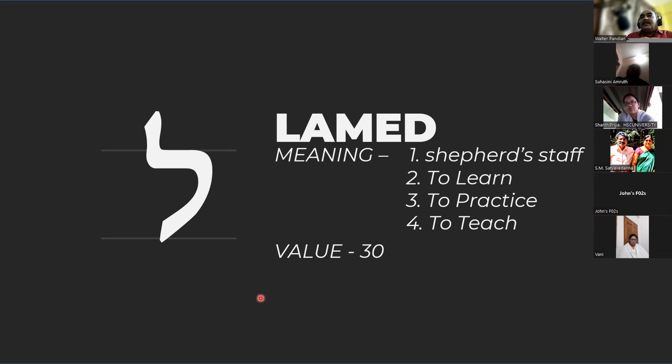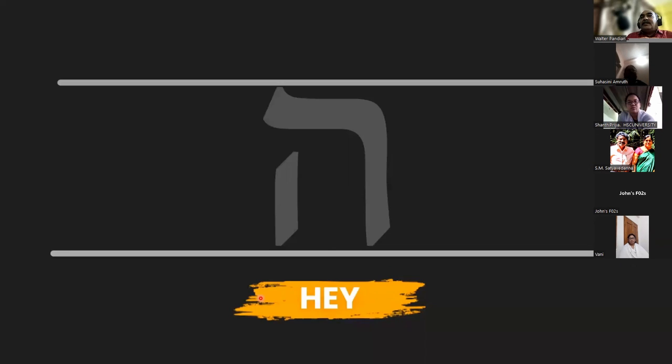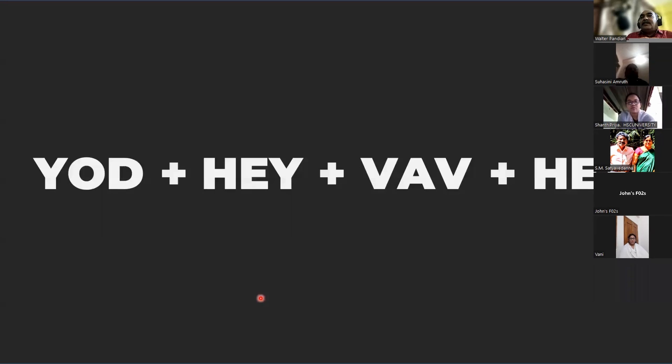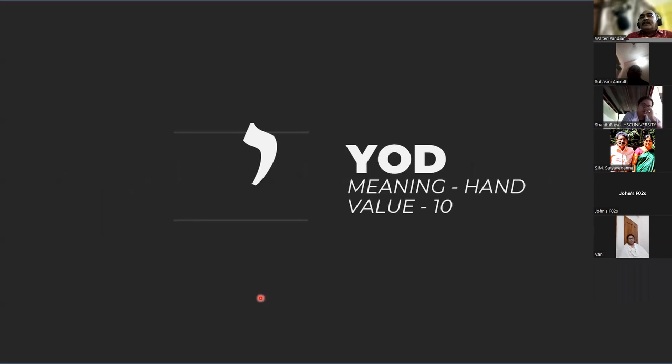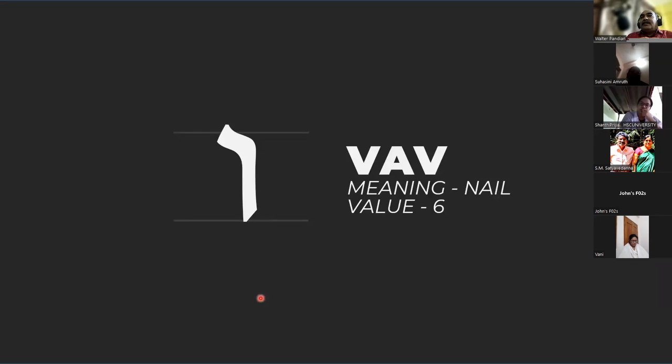So today, what all have we learned? We learned about the name of the Lord, that is Yod, He, Vav, He. These are the 4 alphabets. How to write Yod, that we saw, it is the smallest alphabet. And then we saw He. He means behold, it is the 5th alphabet. Then Vav, nail. Don't forget about this nail. The value of Vav is 6.